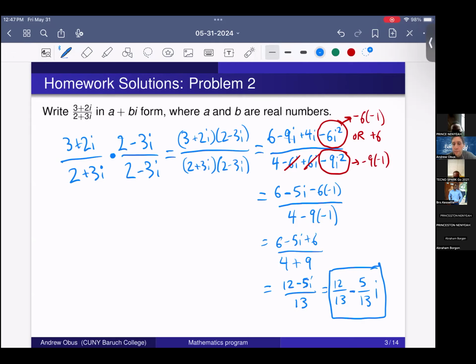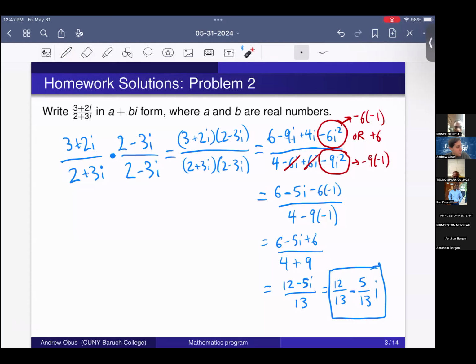Notice, by the way, the 12 and the 5 and the 13 here. This reminds you of a right triangle. That's actually not a coincidence. Maybe by the end of today's class, I'll be able to explain why you get the 3 sides of a right triangle coming up here. 5, 12, 13 satisfies the Pythagorean theorem, and that's not a coincidence.